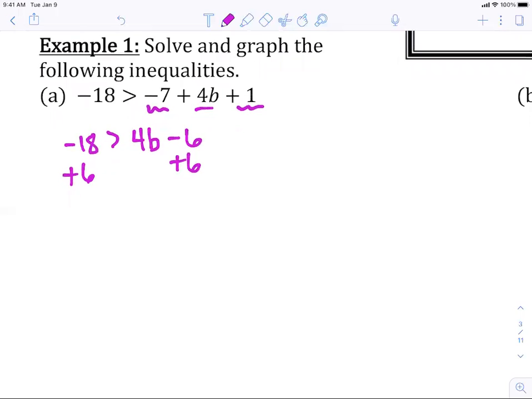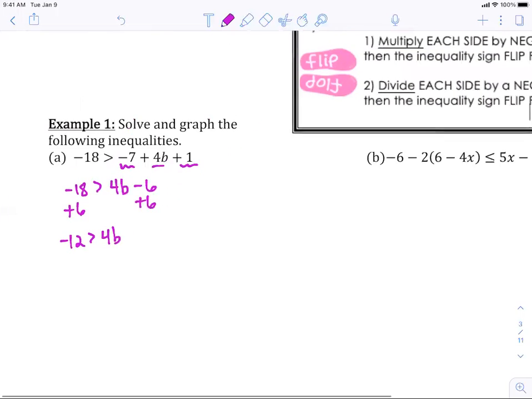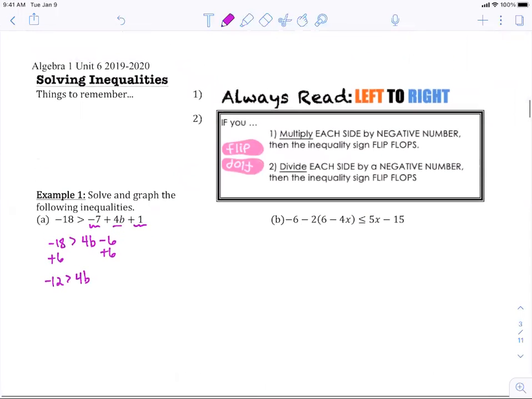Negative 18 plus 6 is going to end up being negative 12, and that's going to be greater than 4b. Now, this is usually where we have to be really careful. There is one tricky step when it comes to solving inequalities, and that is anytime you multiply or divide any side by a negative number, the inequality sign is going to flip-flop, or just flip if you think about it that way.